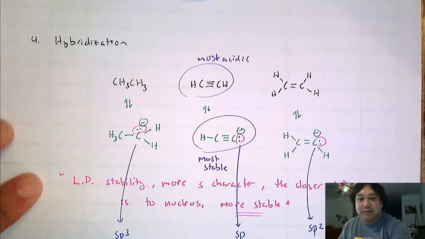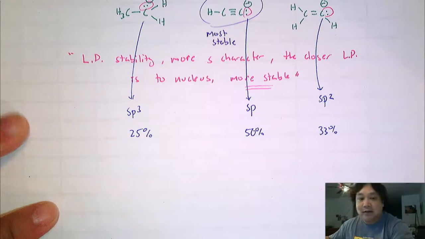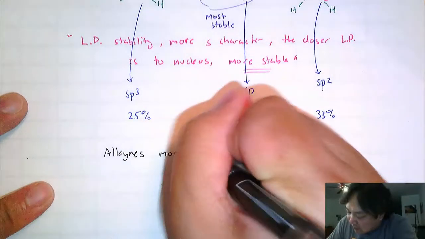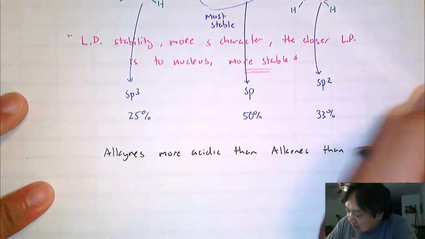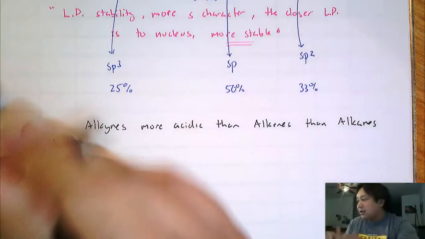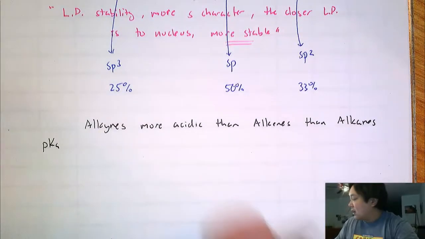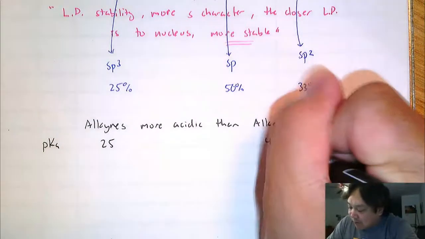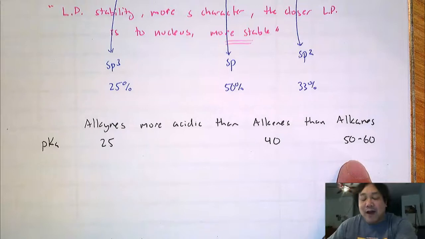Most acidic up here. What can we say? We could say if your molecules have an acidic hydrogen, alkynes more acidic than alkenes, than alkanes. And if you look at the pKa it's going to be a range depending on the exact structure of your alkyne, alkene, alkanes. But in general, alkynes are going to be 25, alkenes maybe 40, and alkanes 50 to 60. Alkanes are not very acidic.